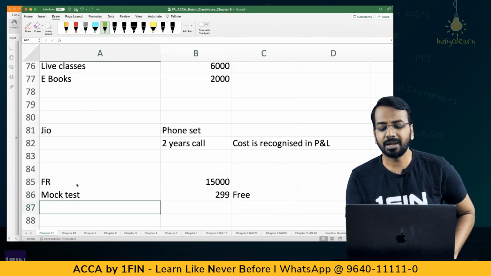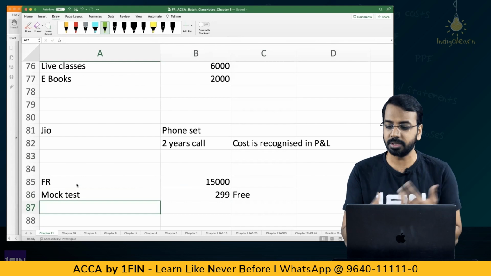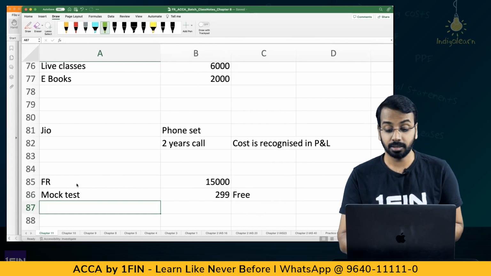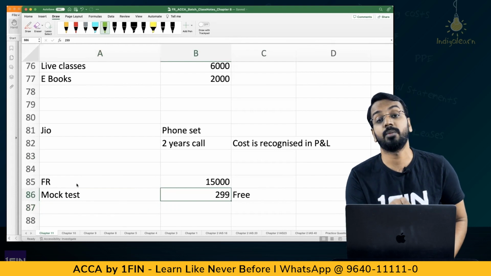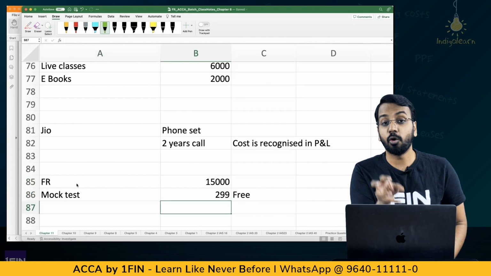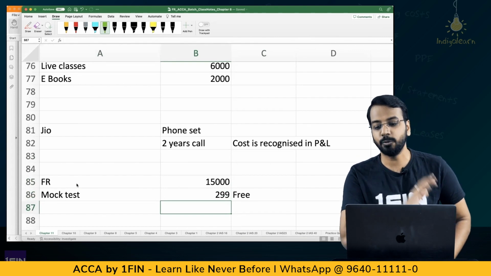This comes free. Now, 299 over 15,000 rupees is not material. So I can say, because it is not material, I can combine both of them and recognize together. But if I feel this 299 is also material, then out of 15,000, I have to split how much is towards the classes and how much is towards the mock test. And accordingly, I'll have to recognize.